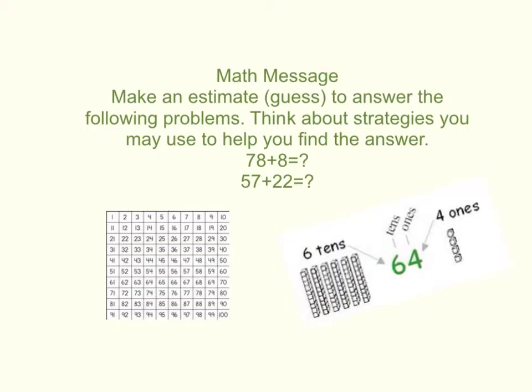Your math message. Make an estimate or a guess to answer the following problems. Think about strategies you may use to help you find the answer. 78 plus 8, 57 plus 22. Remember, the two numbers that you're adding up are called the addends. And the answer that you find is called the sum.